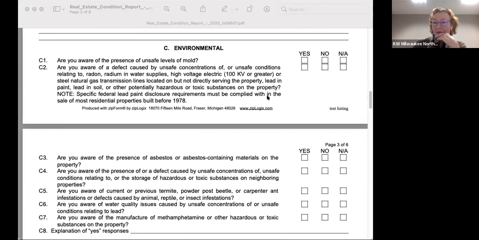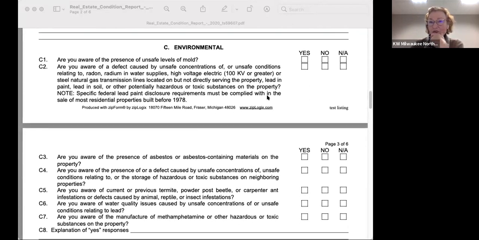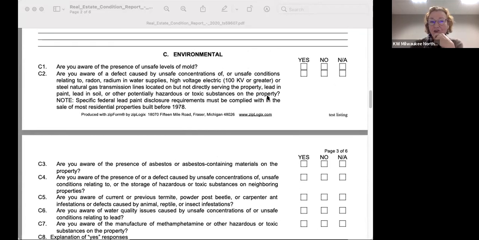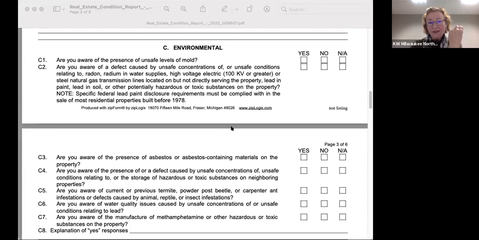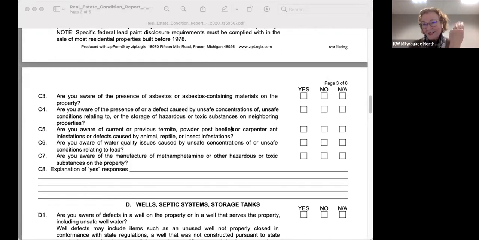So there's a section beyond mechanical instruction. There's a section on environmental, talking about mold and electric high wire properties, asbestos. Again, a seller isn't going to know that unless they've had something inspected or relieved or put out in front of them with a report.